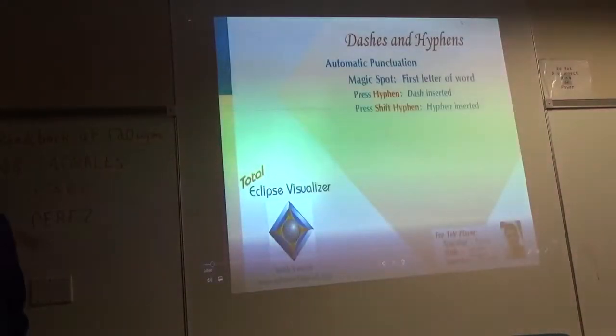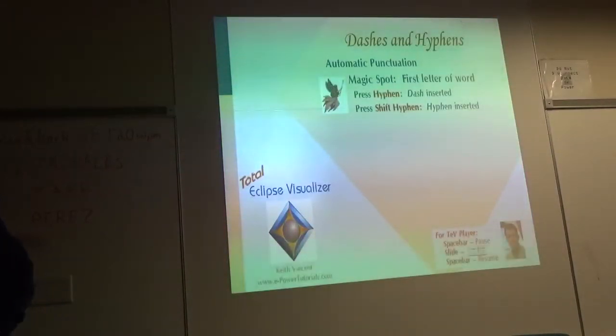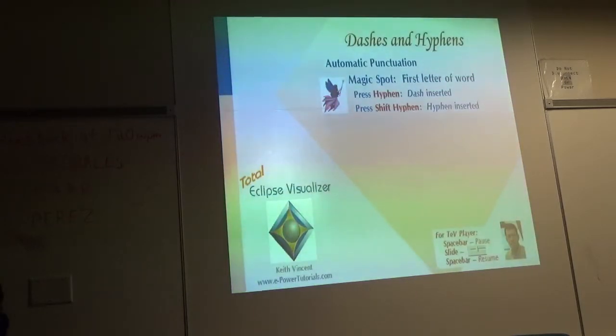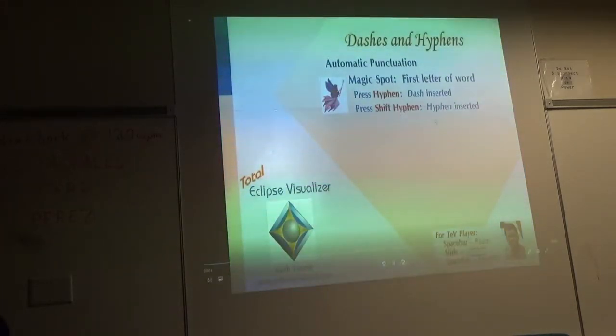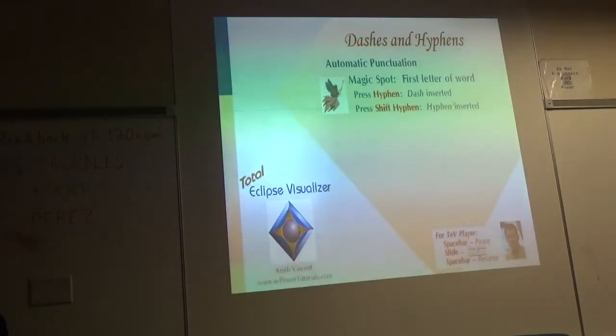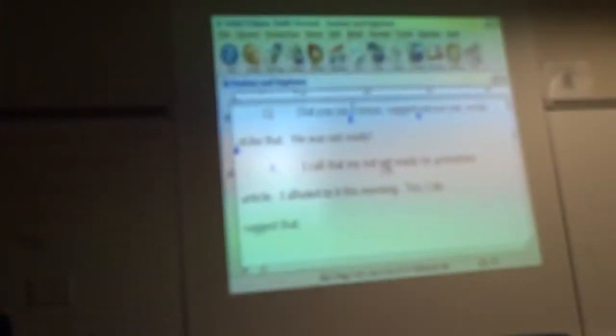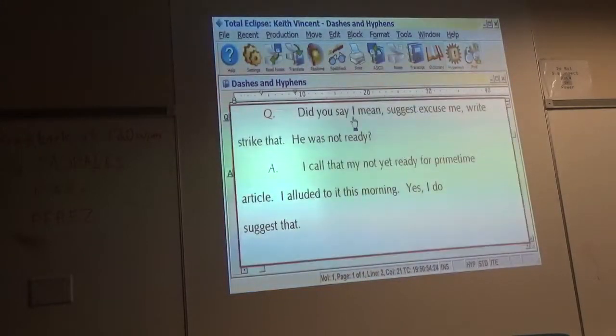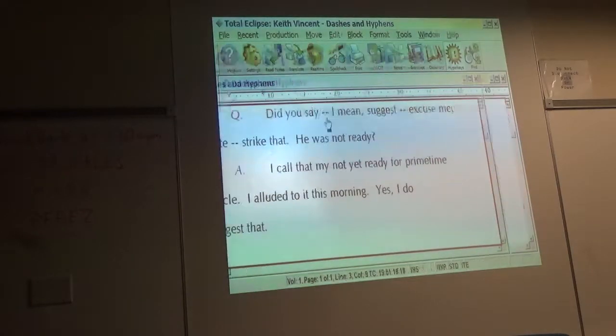The first letter of a word is a magic spot where Eclipse anticipates your needs, like the need to throw in a dash. So when you need a fast dash, just press the hyphen key. And on the less frequent occasions when you do need a hyphen, just press the shift and hyphen keys together. I need dashes where you see the blue arrows. So I'll place my cursor on the beginning of this word and press the hyphen, and then move over, hyphen, move over, hyphen. And each time, it only took one key to insert those dashes.